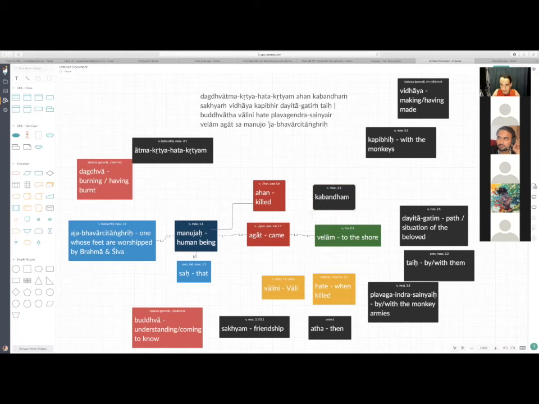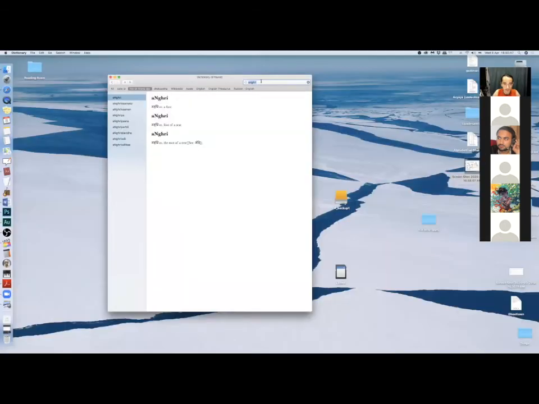Han Kabandham. That's another object. Yeah. What is Kabandha meaning, Prabhu? Kabandha. Name literally. I don't know. I just know it as the name of that monster mountain. Oh, I see. Kabandha. We can just have a look.